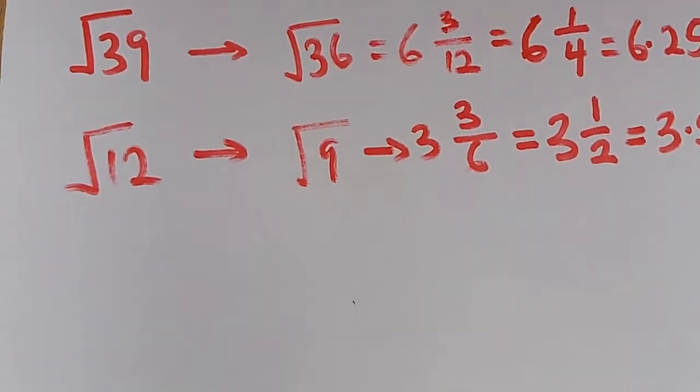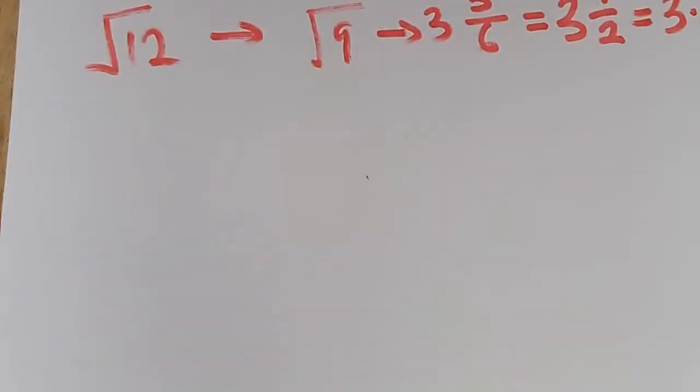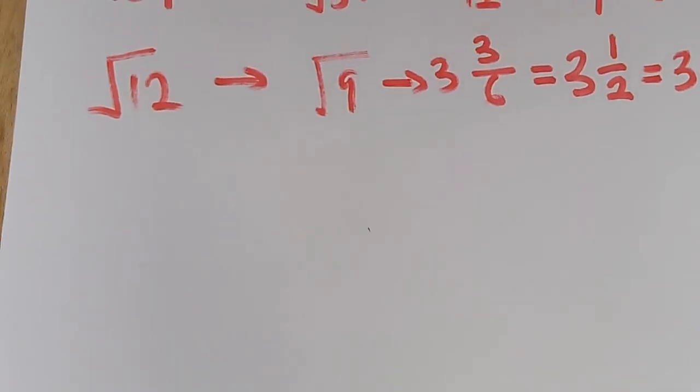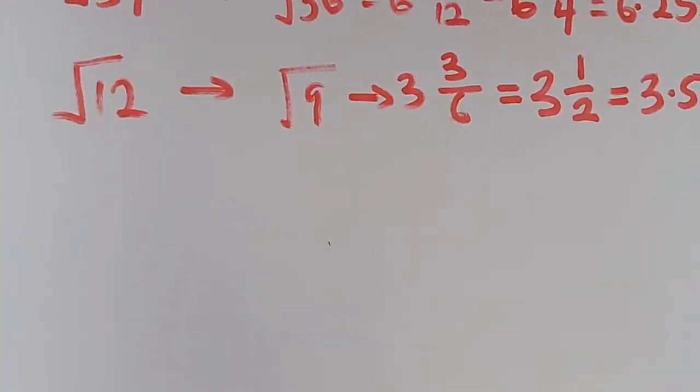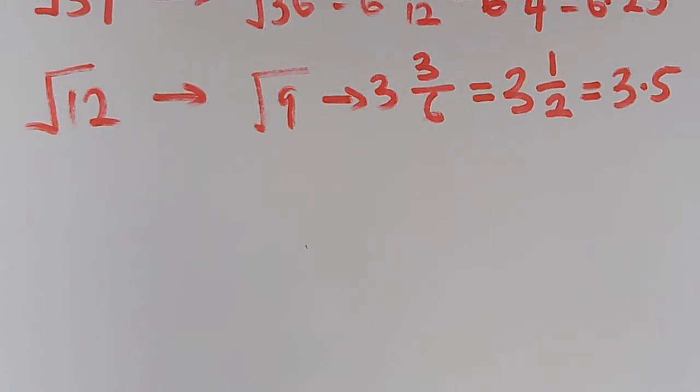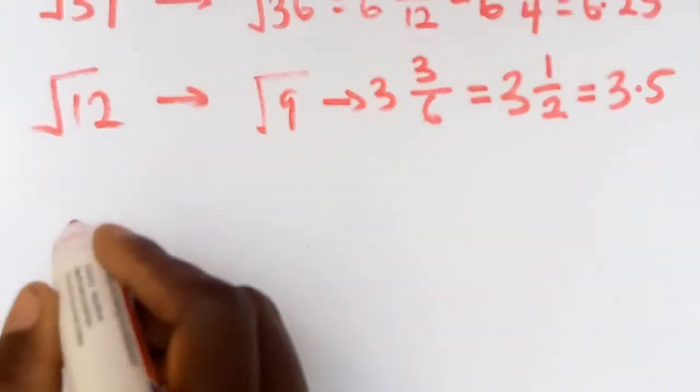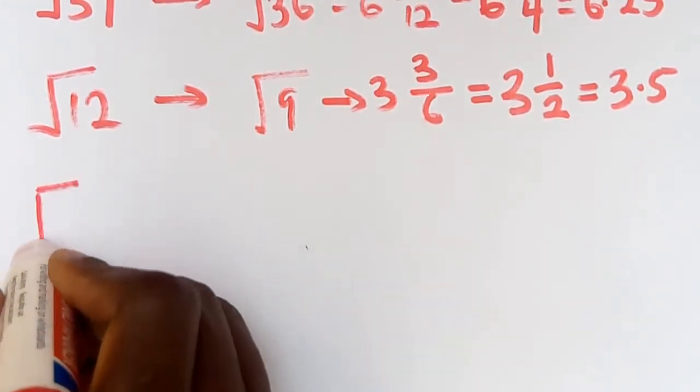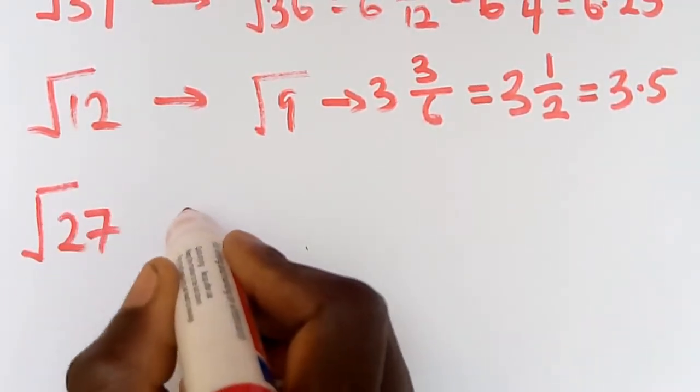So let's take maybe the last but one question and also see how we can do it. All right, so let's take 27. Square root of 27.